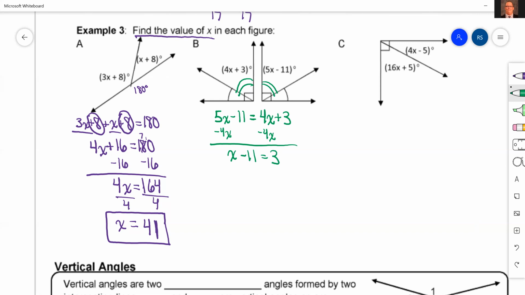Okay. Now let's add 11 to both sides. We're going to get x equals 14. And again, I just said find x at the very beginning, so we're done with that one.